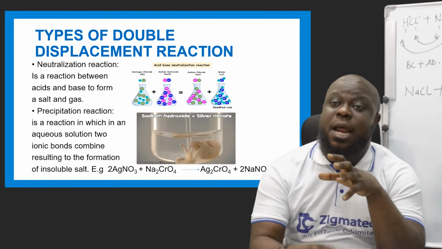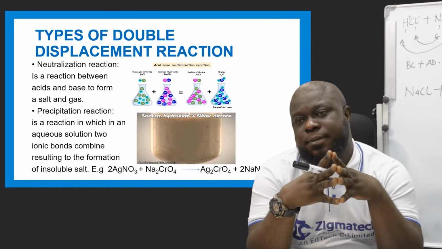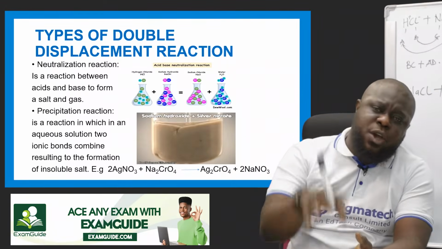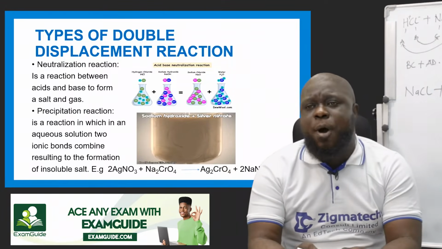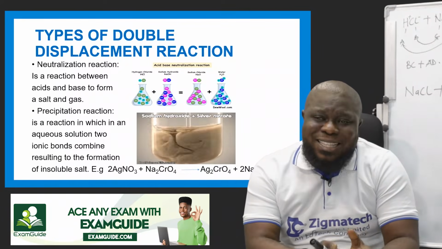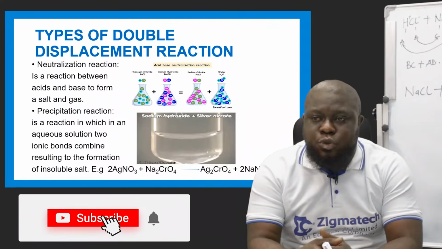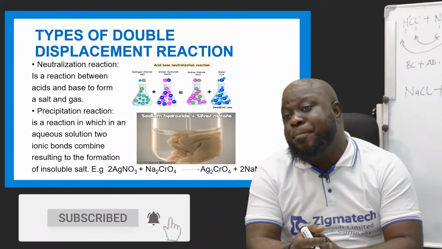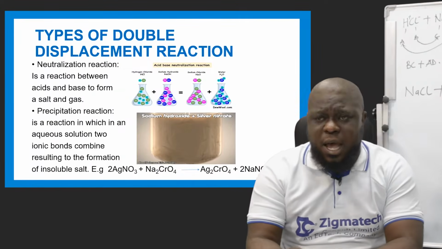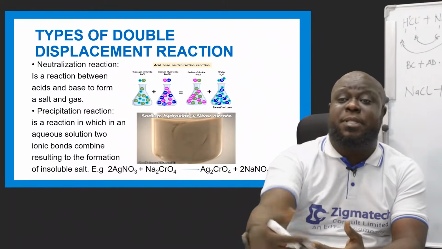An aqueous solution, I told you, is a solution where the solvent is water. Okay? Now, in this reaction, it must be in an aqueous solution. And the ionic compounds, the silver nitrate and the sodium chromate, forming together gave us two different things. But the particular salt they formed will not dissolve in water. It's going to be an insoluble salt. In essence, it's going to precipitate.